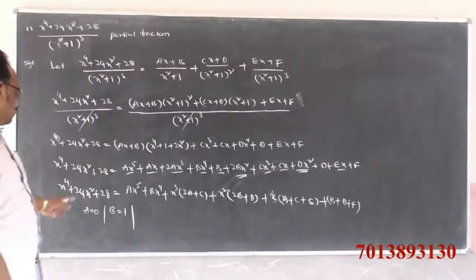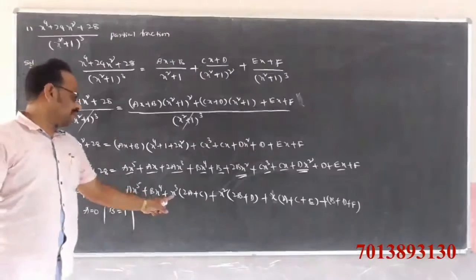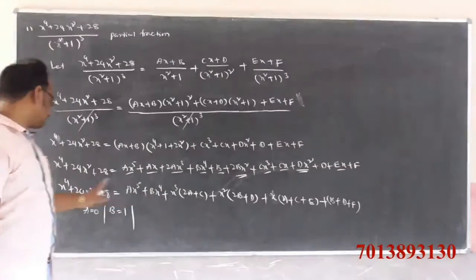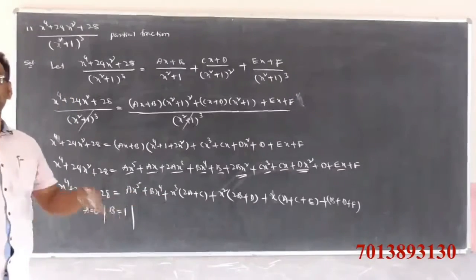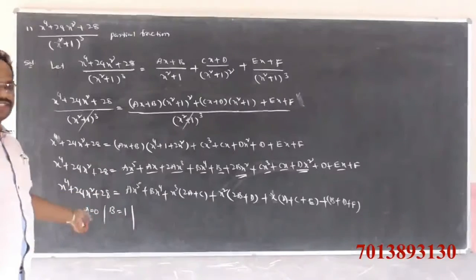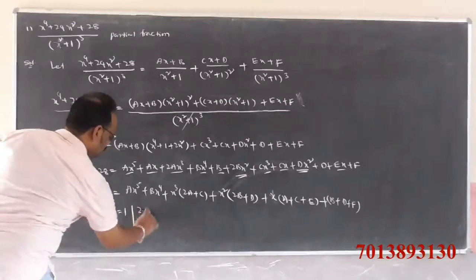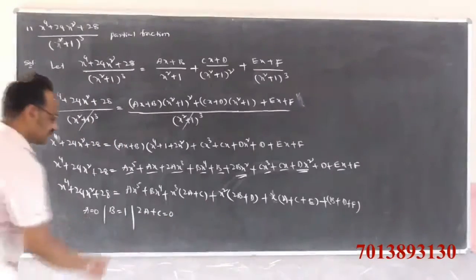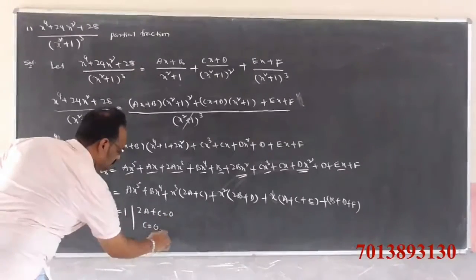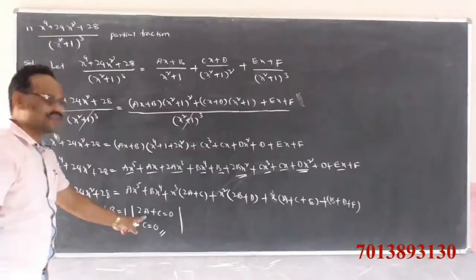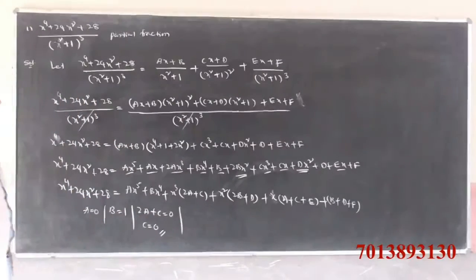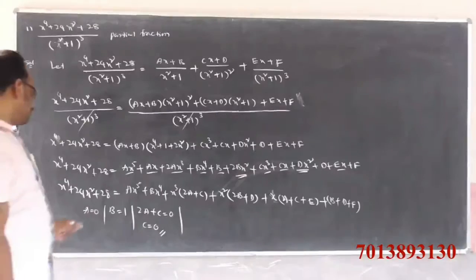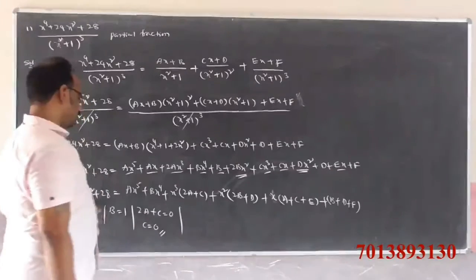B is equal to 1. The x cube coefficient is not there, so it takes 0. This is 2a plus c, which is equal to 0. We already know that the value of a is 0. Substitute here: c is equal to 2 into 0, which is 0 only. We get c equal to 0. We get the A, B, C values; the x cube coefficient is completed.